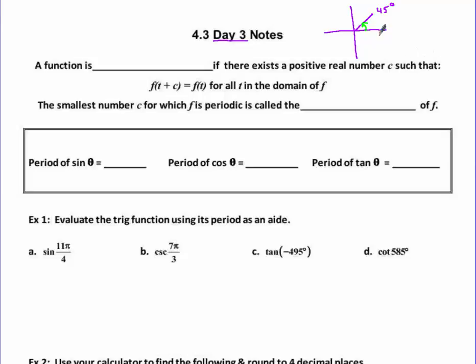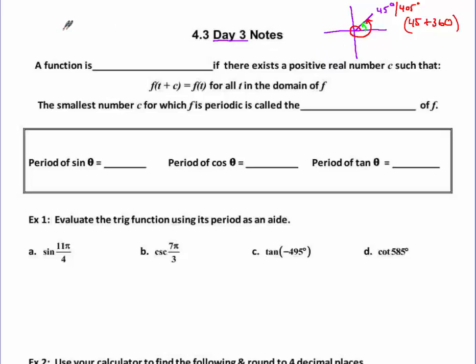Hopefully you remember that while that angle is 45 degrees, if we do an angle like this, well, that is 45 degrees plus 360, and that's how we would find out what that angle is. So this is 45 degrees, but it's also 405 degrees, just depending on how many times we go around the circle. We're going to talk about that a little bit more today.